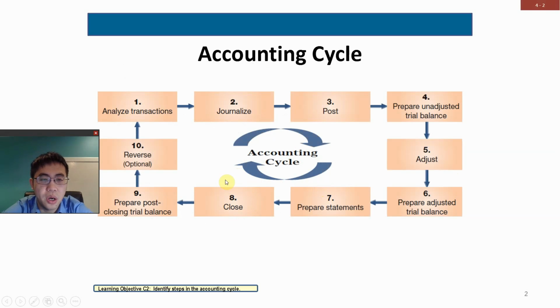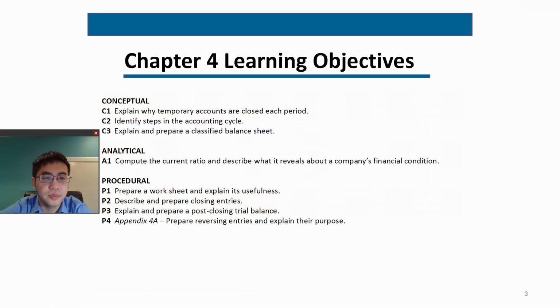And then in this chapter, we're going to learn how to close it, okay? How to close it, and then we will prepare the post-closing trial balance, and this will be our end for this chapter. There's also a final step, which is optional. It's called reversing entries. Since it's pretty deep, I'm not going to cover it for this elementary accounting class.